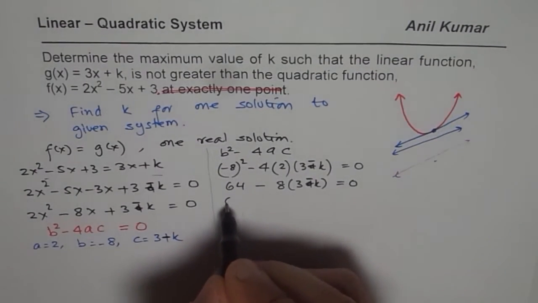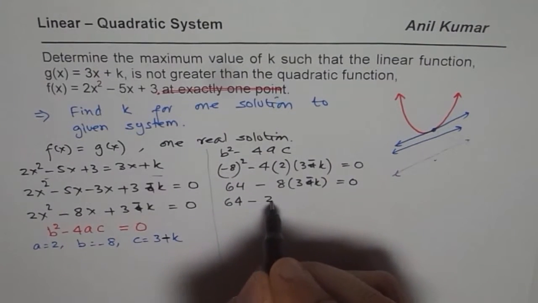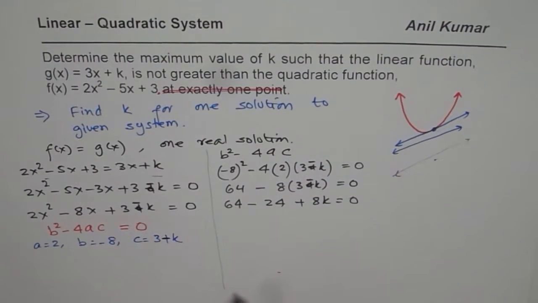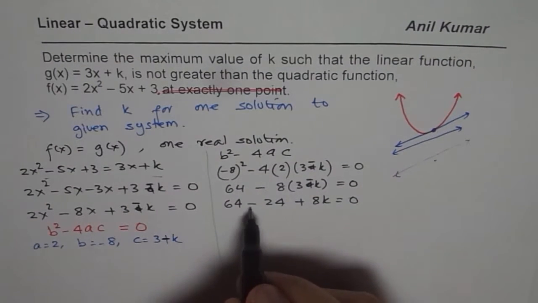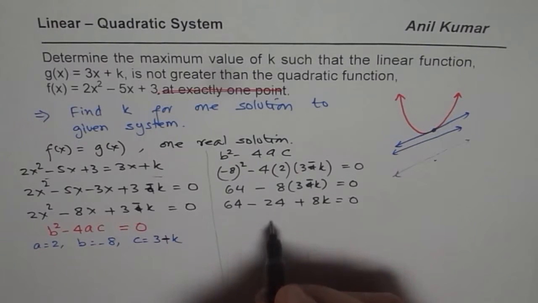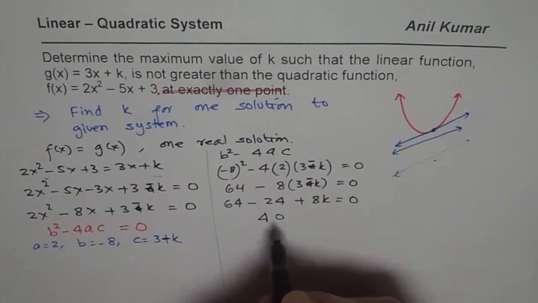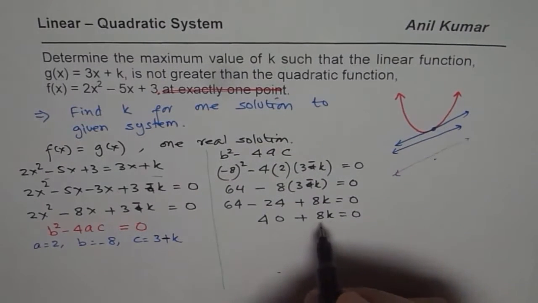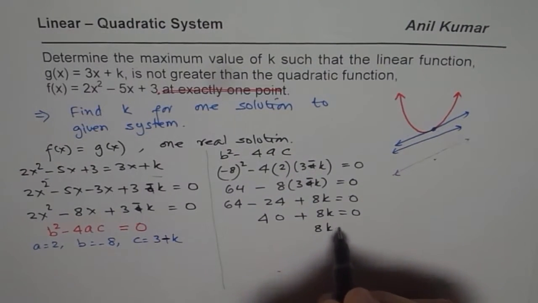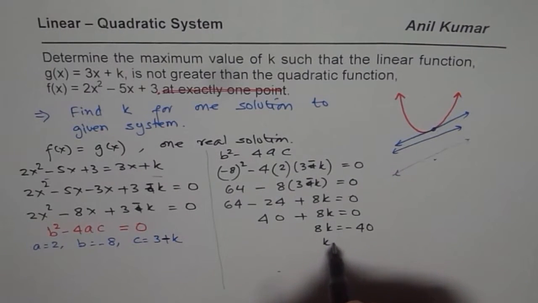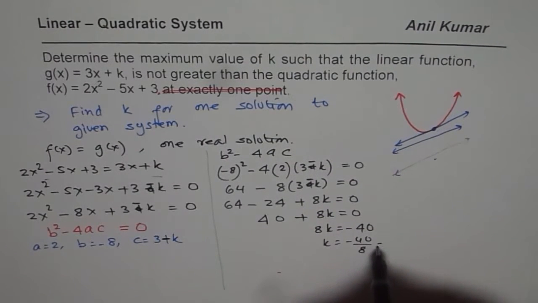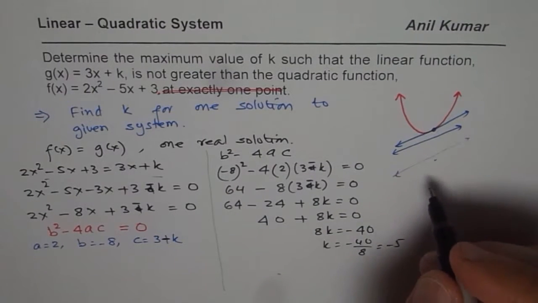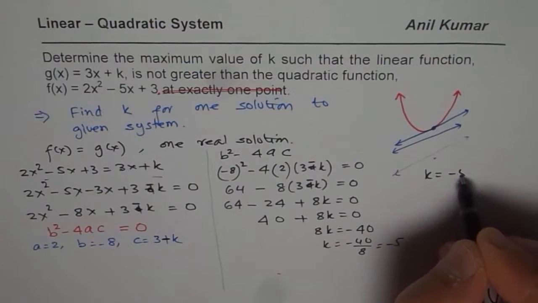So what we get here is 64 minus 8 times 3, which is 24. Minus minus becomes plus 8k equals 0. Now 64 minus 24 is how much? 4 take away 4 is 0, and then we get 40. So 40 plus 8k equals 0. And now we can say 8k equals minus 40, or k equals minus 40 over 8, which is minus 5, right? So we have our solution, and that is k should be equal to minus 5.